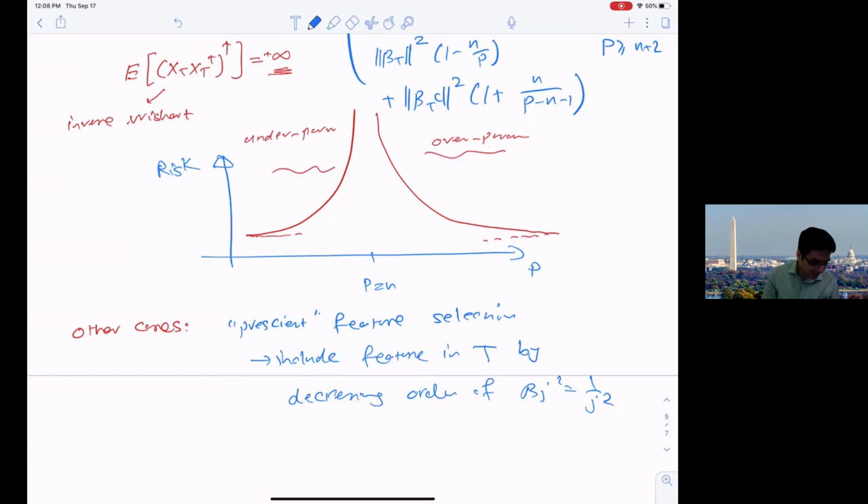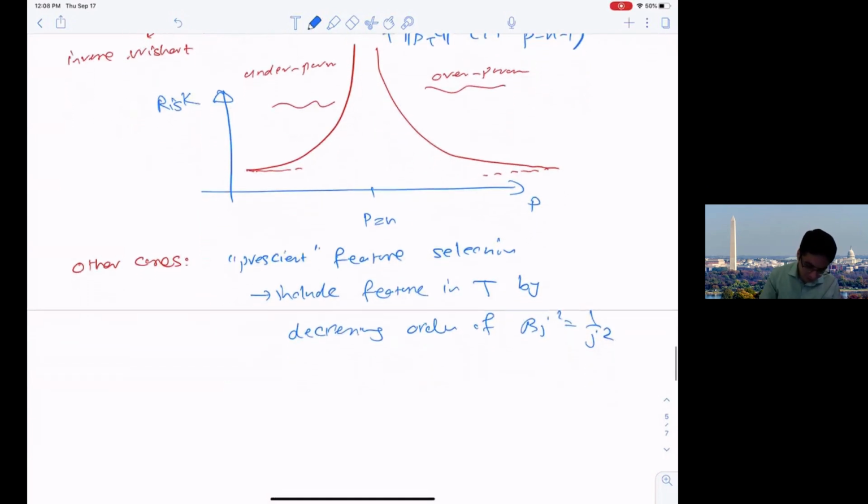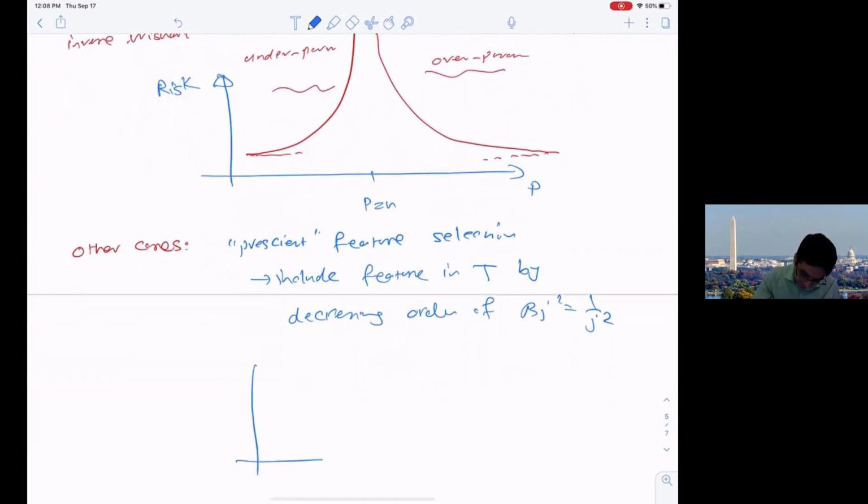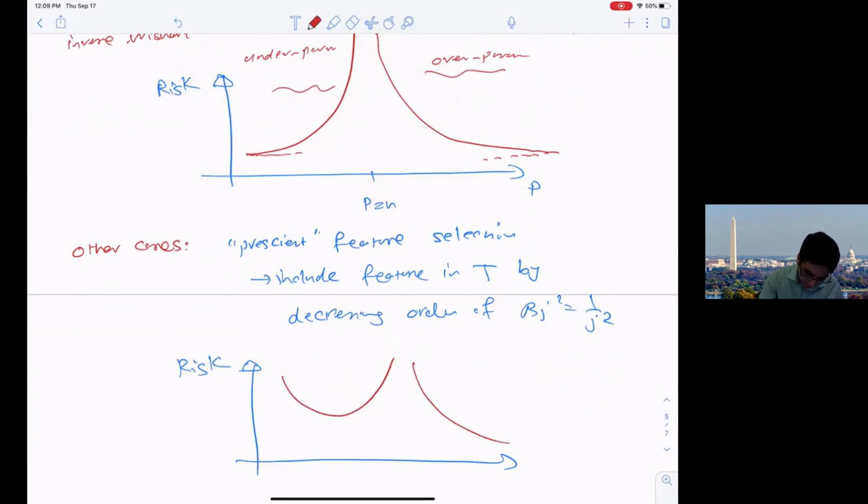In this case, you can repeat this argument and obtain a behavior like double descent. You can analyze it and show you have some increase and then some decrease, where the peak is at p equal to n. So you basically get to see some double descent behavior in this case.